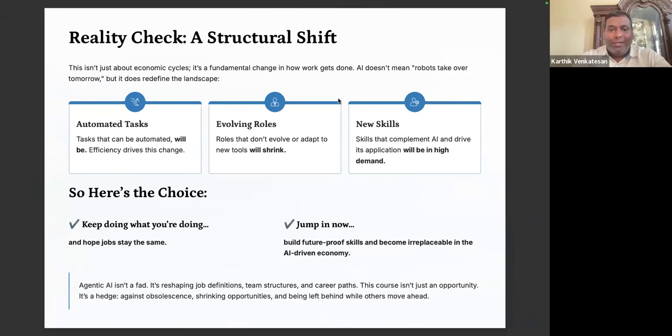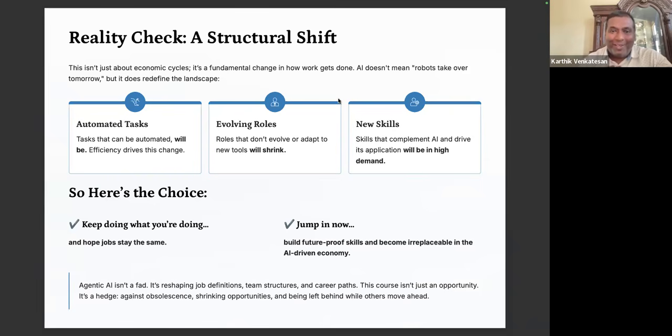So you have the choice. One takeaway I want you to have, if you don't remember anything else, is that if you want to stay relevant, AI matters. So either you keep doing what you're doing and hope it stays the same, and I'm sure you are lying to yourself, or you jump in now. You're going to be forced to learn AI anyway, right? Why not do it now and make more money out of it while you can, rather than be a laggard after one or two years?